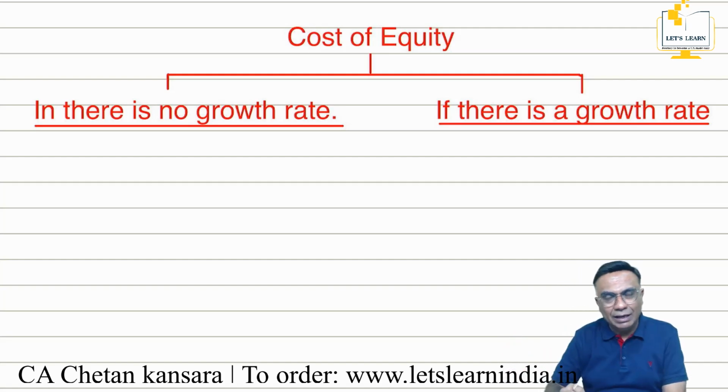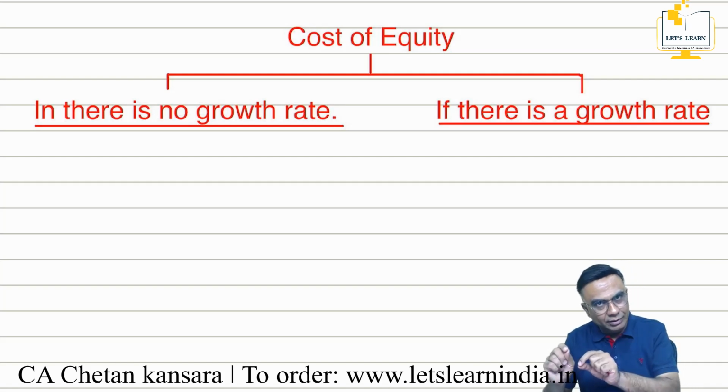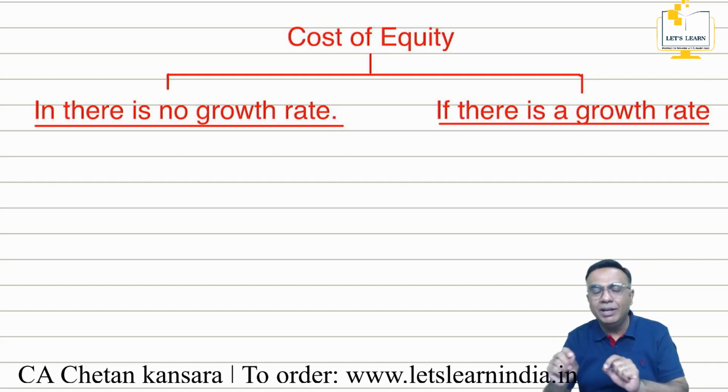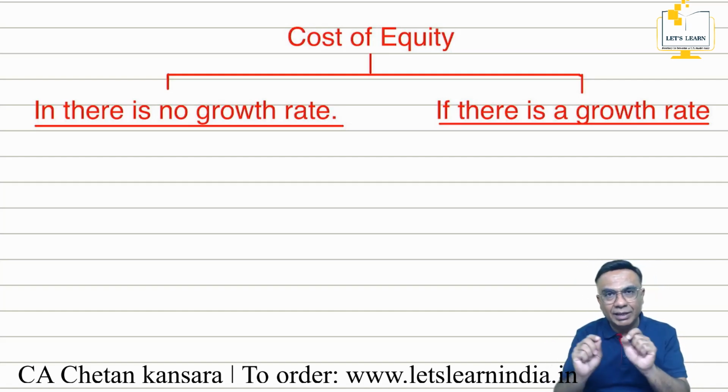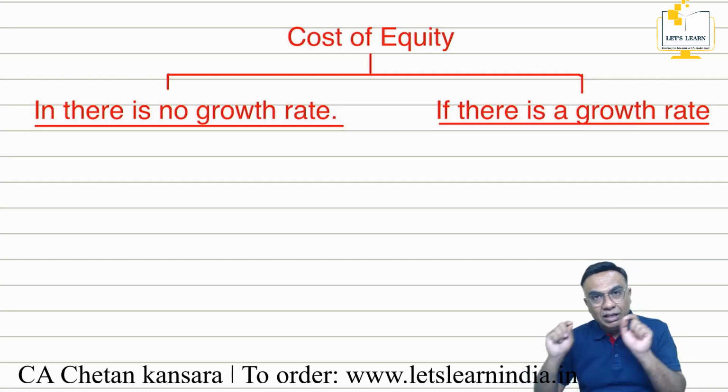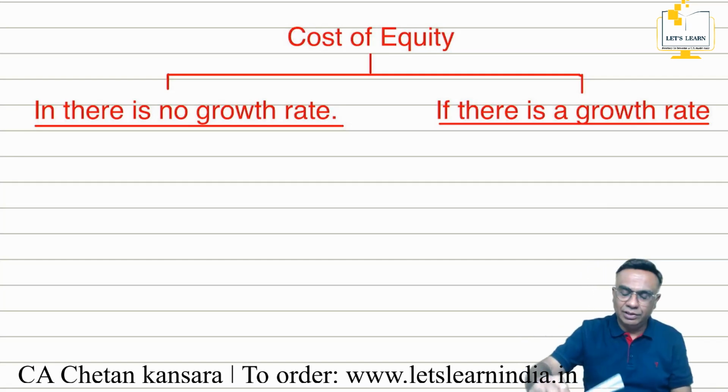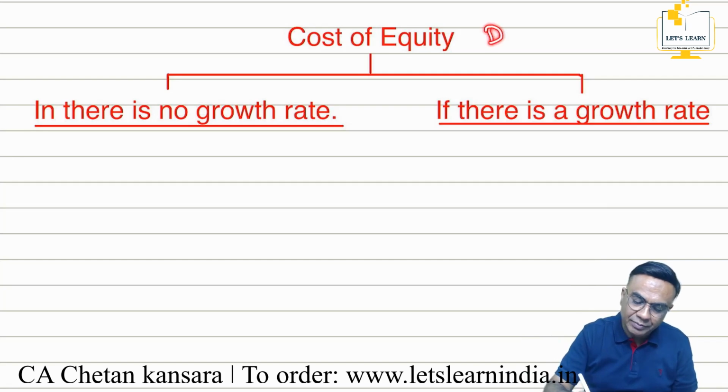For cost of equity calculation, we have two concepts. Here in ACCA we have two concepts. One is the dividend valuation model, which we call DVM, and the other is CAPM, the capital asset pricing model. Currently, first we are concentrating on the dividend valuation model.